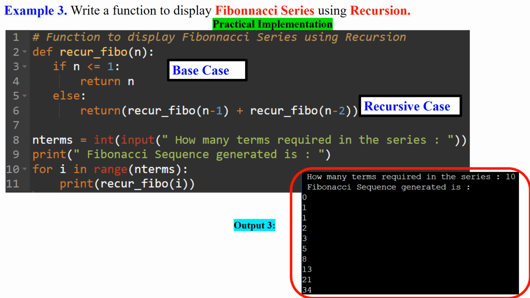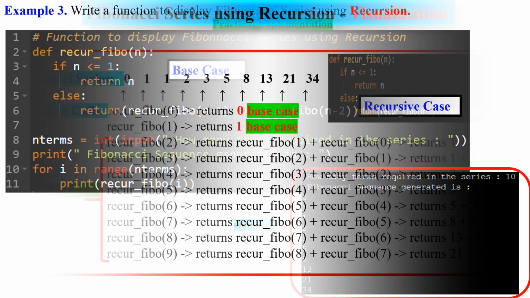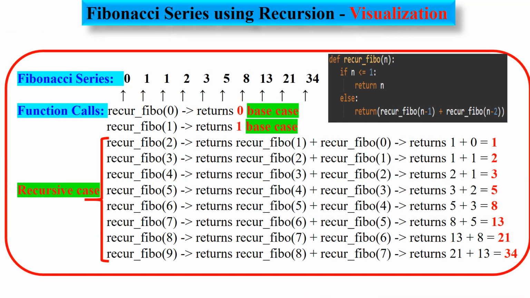For example, if the user enters terms equals 10, the code will generate the first 10 Fibonacci numbers and print them as 0, 1, 1, 2, 3, 5, 8, 13, 21, 34. The Fibonacci series starts with 0 and 1, and each subsequent number is the sum of the two preceding ones. The function recur_fibo is called for each index position in the Fibonacci series, from 0 to 9, inclusive.